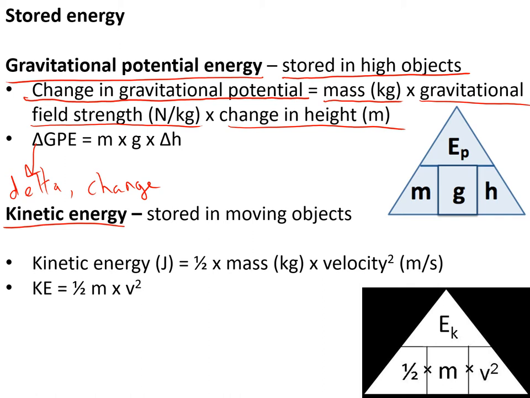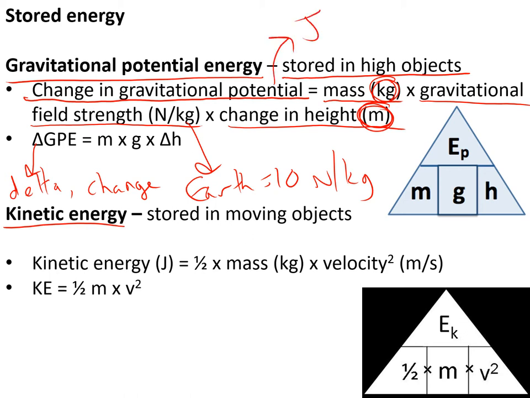Now remember, the gravitational field strength on Earth equals 10 newtons per kilogram. That is a fact that you must memorize. And we need to just make sure that the mass is in kilograms and the height is in meters. The units of gravitational potential energy will be joules because it is a type of energy and all energy has units of joules.